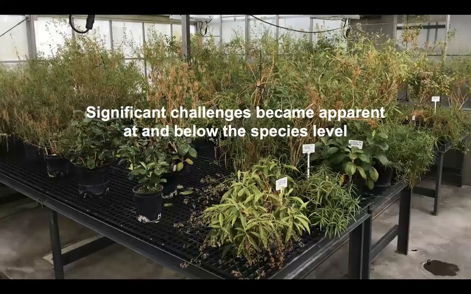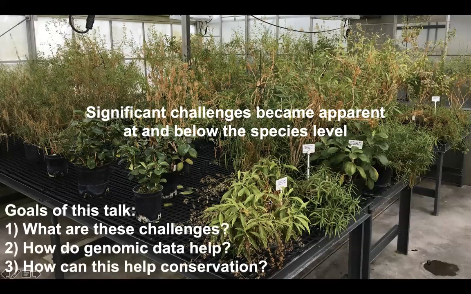But as we moved into the 2000s, DNA sequencing became more feasible. We could get larger data sets. Some pretty significant challenges became apparent, particularly among closely related species, like you would see here in the genus Schiedea. And so what I want to do today is talk about some of these challenges and then talk about how genomic data might help us sort out these challenges.